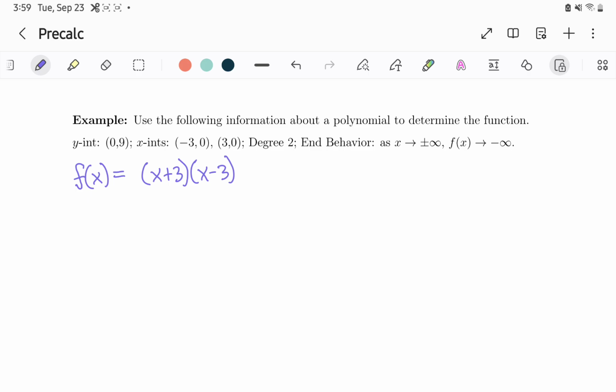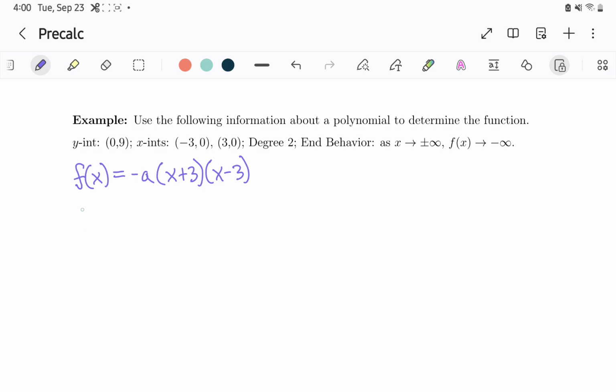And then, since the end behavior is that as x goes to plus or minus infinity, f of x tends to minus infinity, this means the leading coefficient's negative. So we can write negative a here. And then we need to check and see what the value of a should be. Since we're told the y-intercept, we can use that y-intercept to try to recover the value for a, but it's going to turn out here that a is just equal to 1.